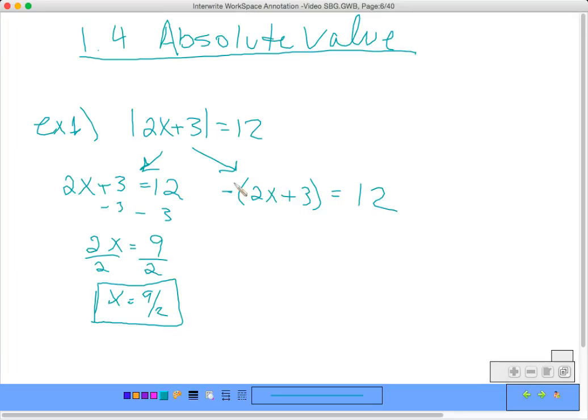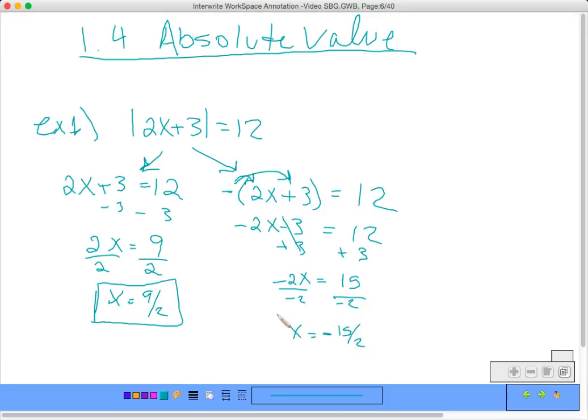Okay, here we're going to distribute, which gives me negative 2x minus 3 equals 12. Remember, that's just multiplying negative 1 through the parentheses. Then we're going to add 3 and divide by negative 2 to get that x by itself. So we did plus 3, which left us negative 2x equals 15. Divide by negative 2, and I get x equals negative 15 over 2.